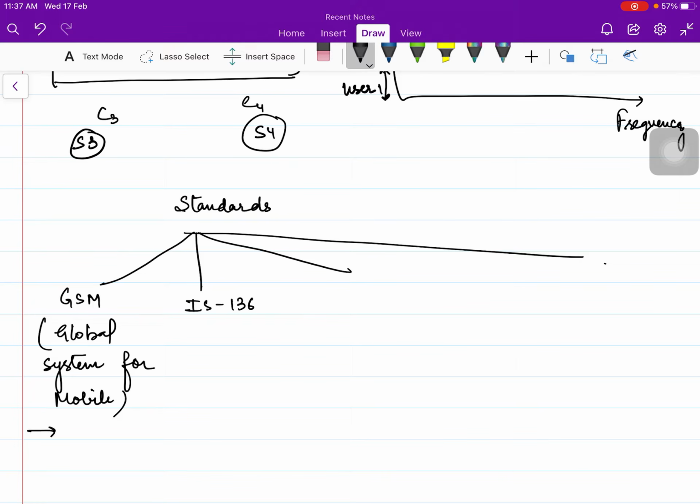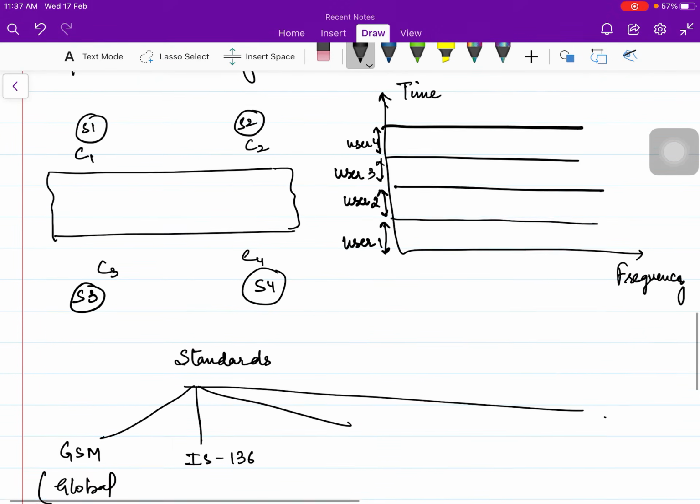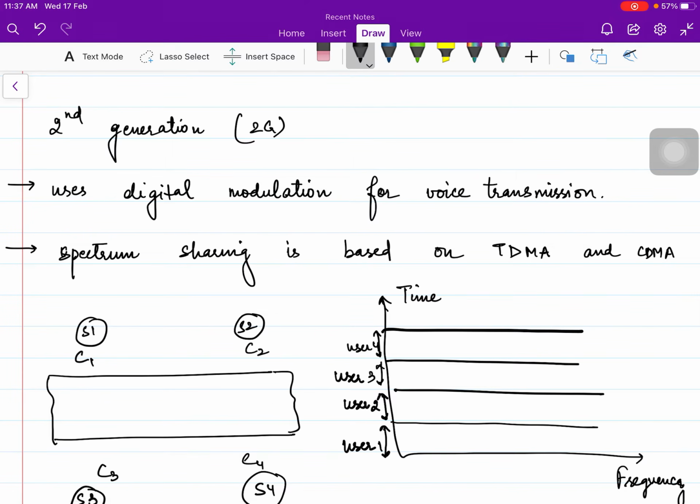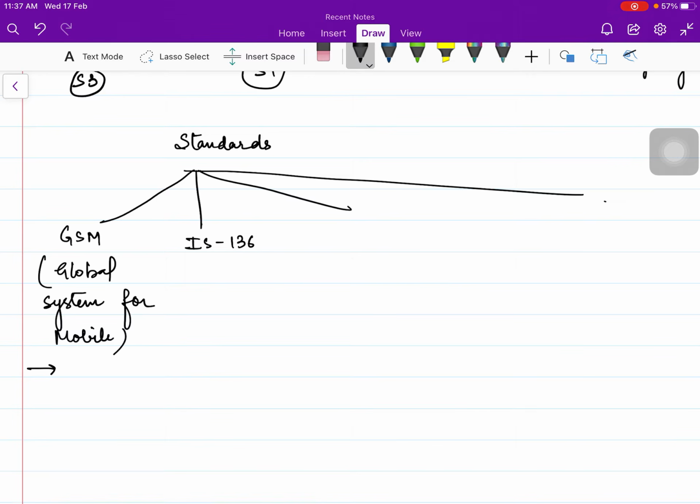And yes, let me tell you, because the second feature of second generation is that the spectrum sharing is based on either CDMA or TDMA. So we should also discuss which standard is using which spectrum sharing technique. GSM is based on TDMA. Similarly, IS-136 is another standard and it stands for interim standard 136. Again, it is based on TDMA.